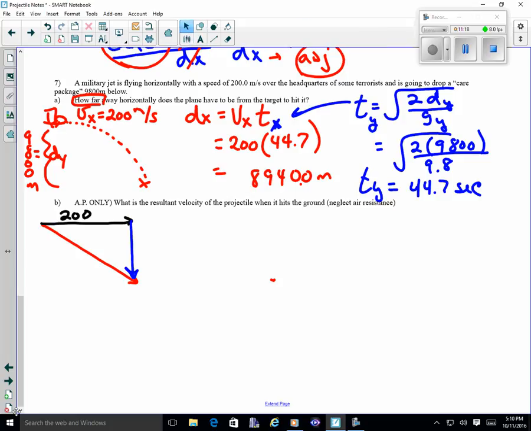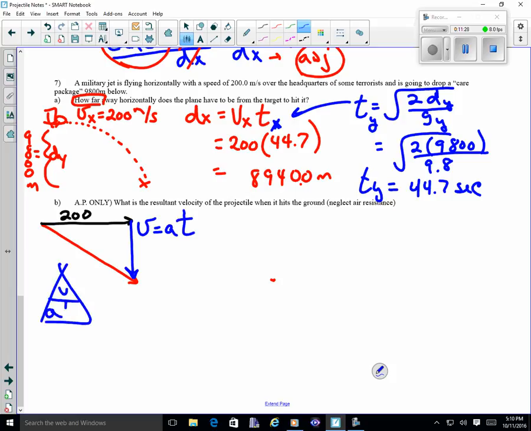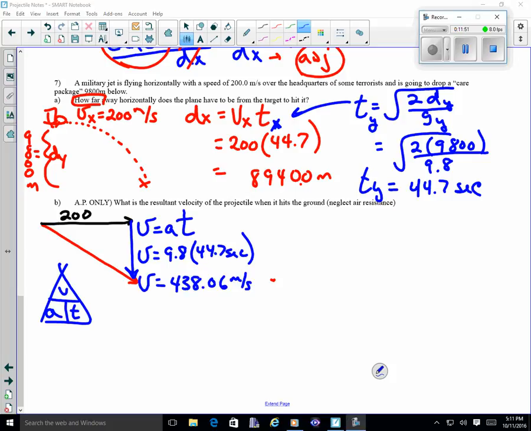Velocity equals acceleration times time. Remember the old triangle that says a equals v over t? So I'm going to take the acceleration. Since the care package is dropping, the acceleration is 9.8. The time was the same thing that we got up here, 44.7 seconds. And that gives you a velocity of 438 meters per second in the y direction.